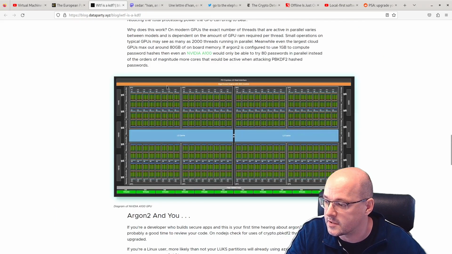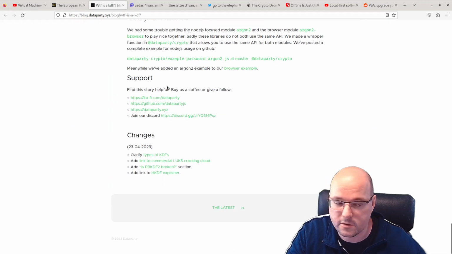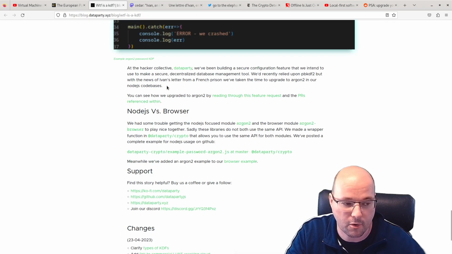Nevertheless, a very interesting article about what key derivation functions are and what the properties of those key derivation functions should be.